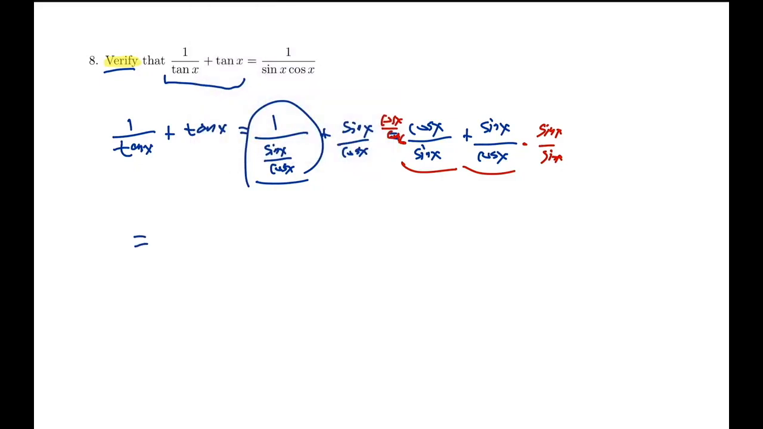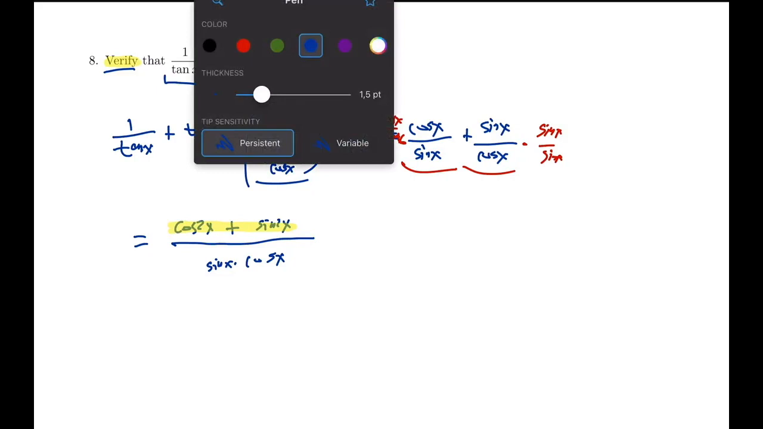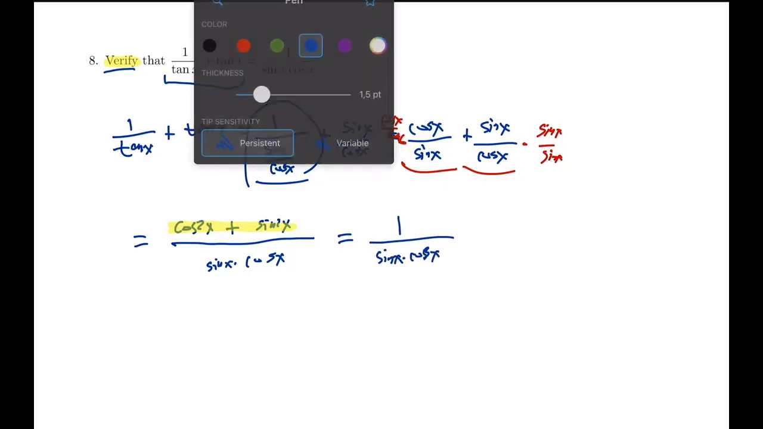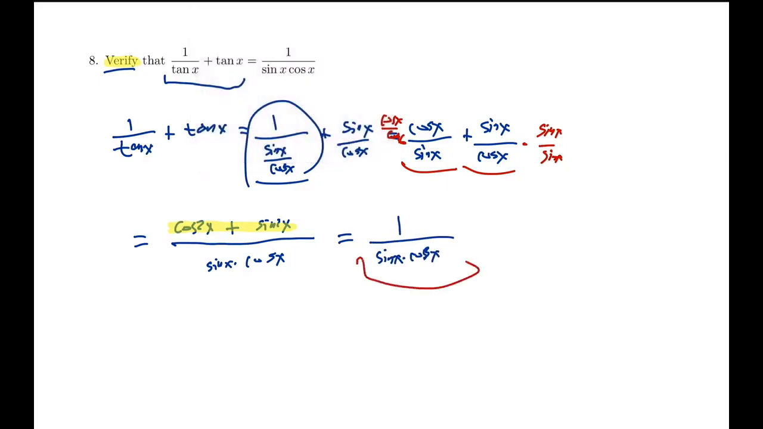So if I multiply cosine over cosine, I get cosine squared x. And for the second one, I get sine squared x. And since it's a common denominator, I can write it all over sine x times cosine x. That's the common denominator. And now, this is one of the trig identities that you should know: cosine squared plus sine squared is 1. So that equals 1 over sine x times cosine x. And as you can see, this is equal to this right here.